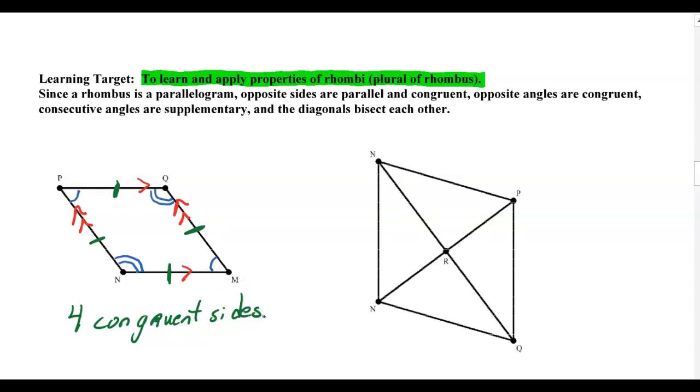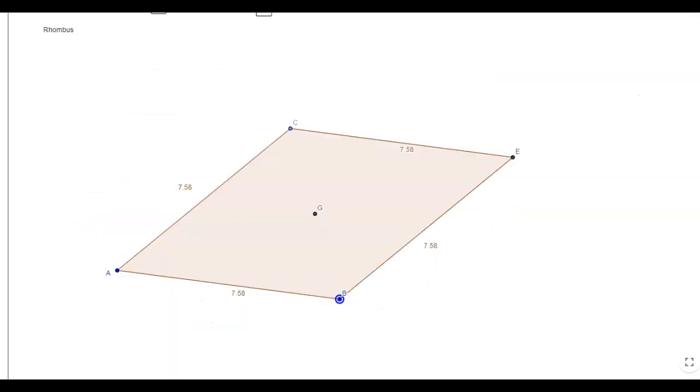Now let's take a look at the diagonals in a rhombus. So because a rhombus is a parallelogram, the diagonals do bisect each other. So I'm going to put these red marks. However, the diagonals are not equal in a rhombus like they are in a rectangle. Let's take a look at a visual.